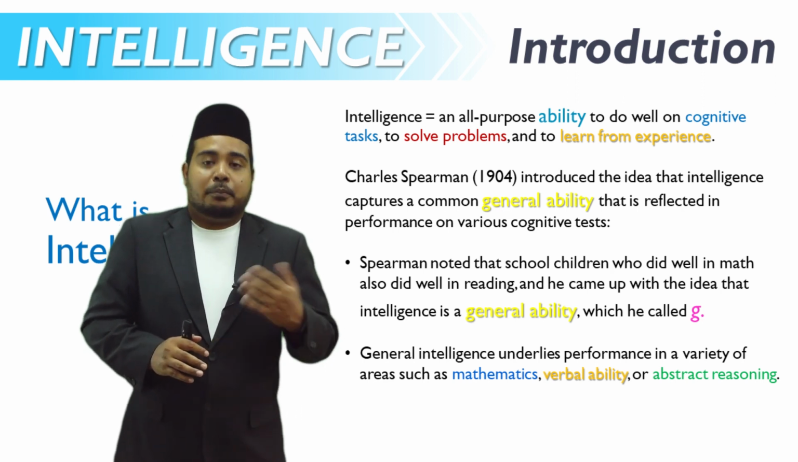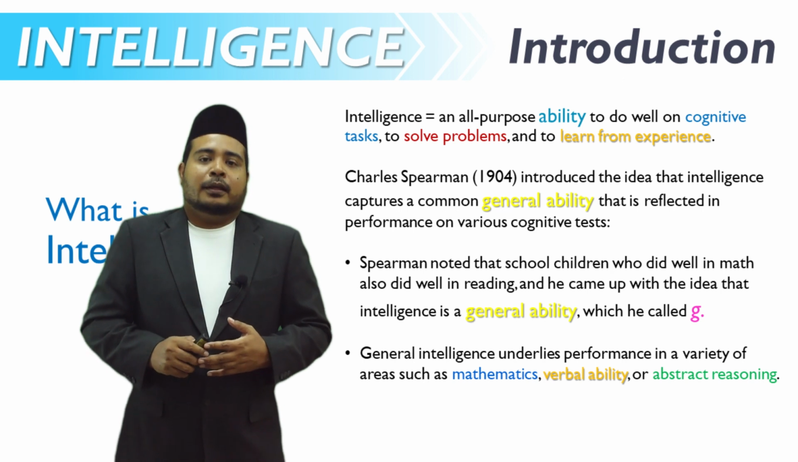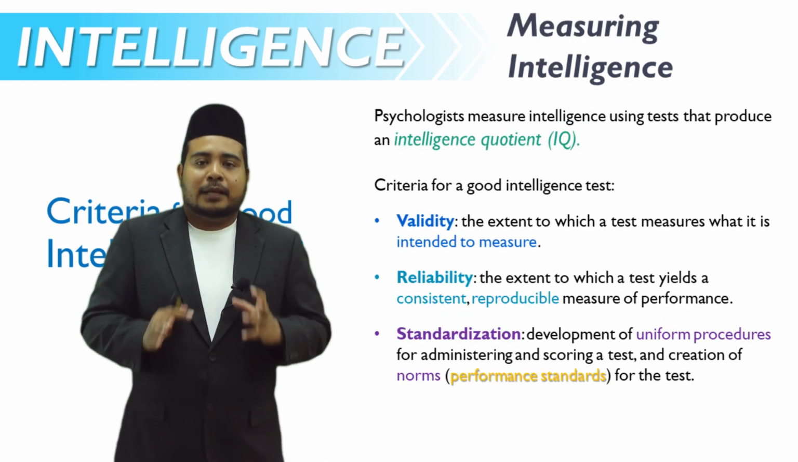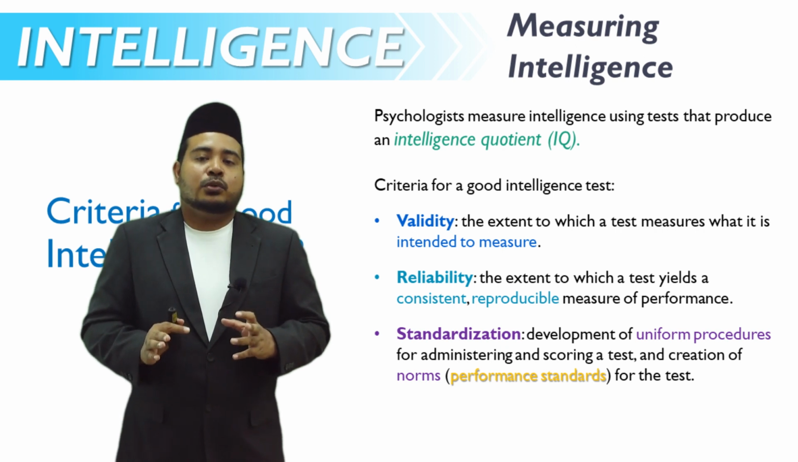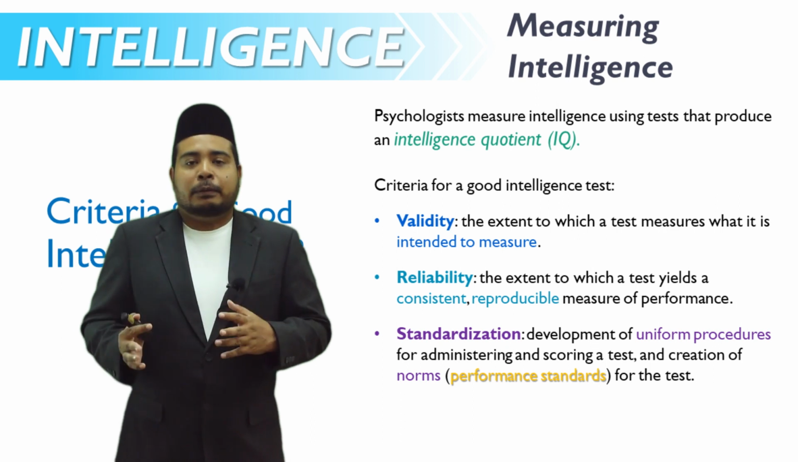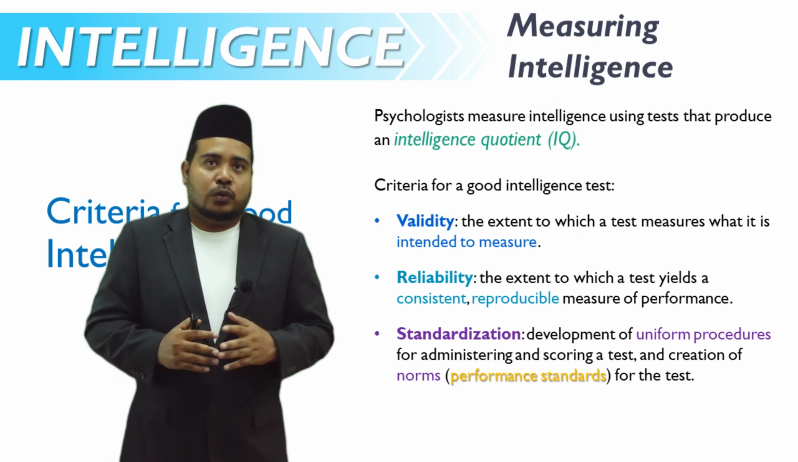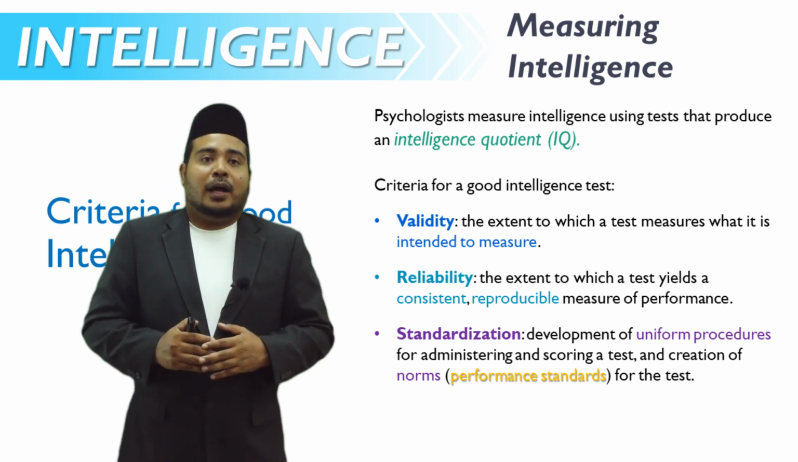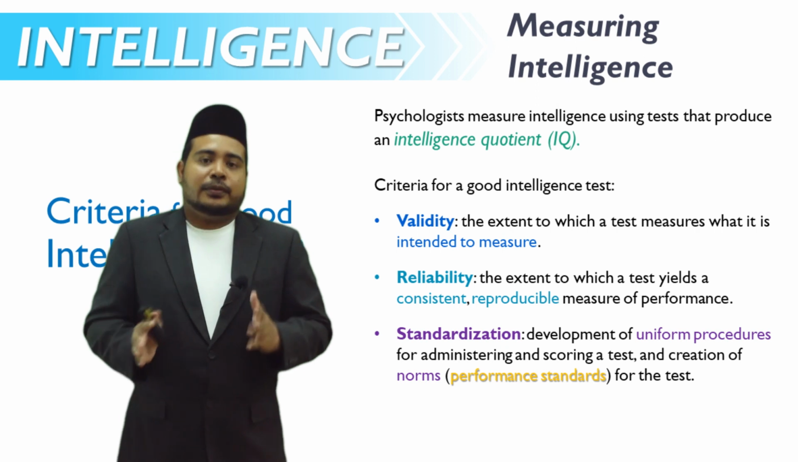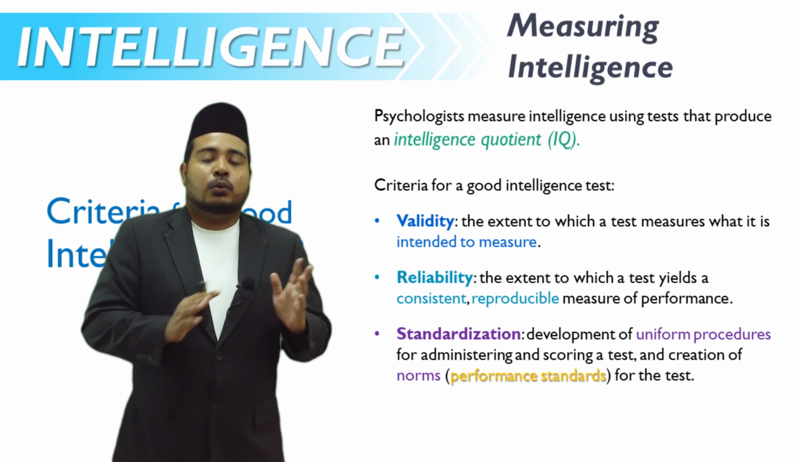Psychologists measure intelligence using tests that produce an intelligence quotient. This is where we always hear people refer to someone who is clever, who is a genius, as someone who has a high IQ. So IQ here refers to intelligence quotient.